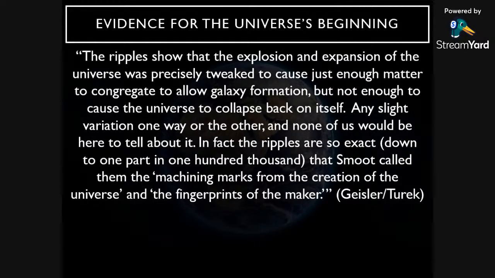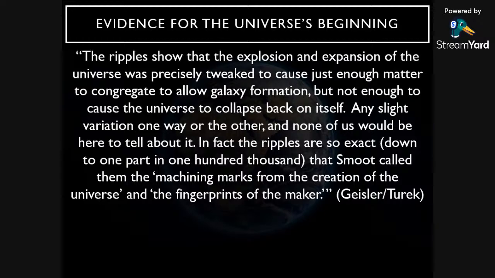In fact, the ripples are so exact, down to 1 part in 100,000, that Smoot called them the machining marks from the creation of the universe and the fingerprints of the maker. That precise. Any teeny tiny change to it, and the universe doesn't exist. It does not work, folds back on itself and just completely wipes itself out. That precise, you can see the maker's handiwork in that. Now what did we see in Psalm 19:1? You just look at the heavens and you can see God's hand at work.